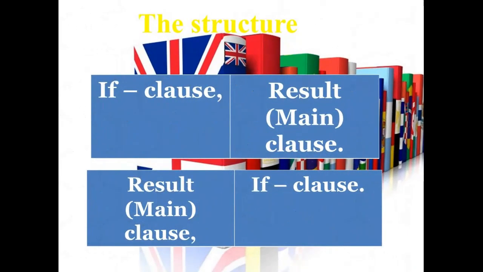About the structure of conditional sentences. In the first case, the first clause is the if clause, the second clause is the main clause. It can also be the other way around: the first clause is the result, and the second clause is the if clause.